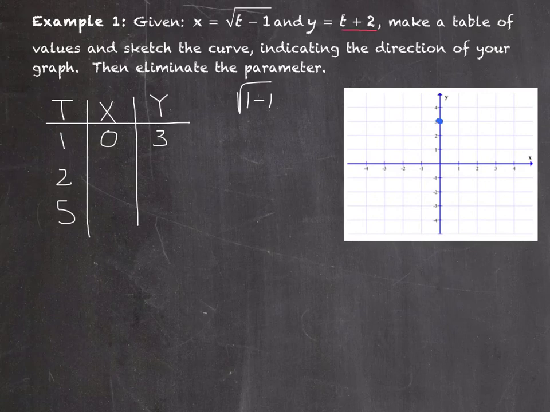Alright, so now when time is 2, the x is going to be 1 and the y is going to be 4. And you can see where this is going when t is 5. Now you say, well, why did I skip over 3 and 4? Well, you want to pick numbers that you can easily take the square root of here. And so I picked 5 because 5 minus 1 gives us 4, and the square root of 4 is 2. And so this is going to be 2 and 7. And so the object goes over 1 up 4, and then over 2, and looks like up 7, somewhere up here. And so the object is moving in this direction.